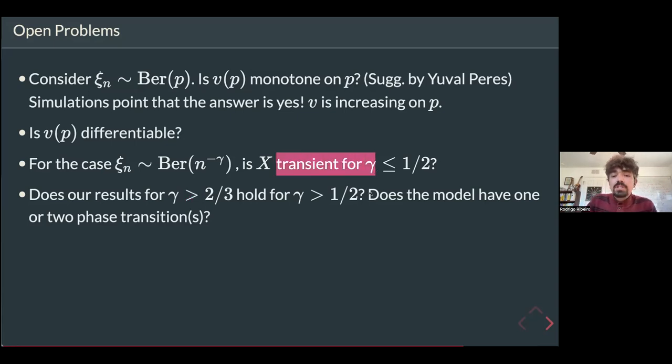So this question here, together with this one, maybe would show that the model actually has two phase transitions, not only one. One for transient recurrence and the other one for structure results. So any other questions? I think I can stop here.